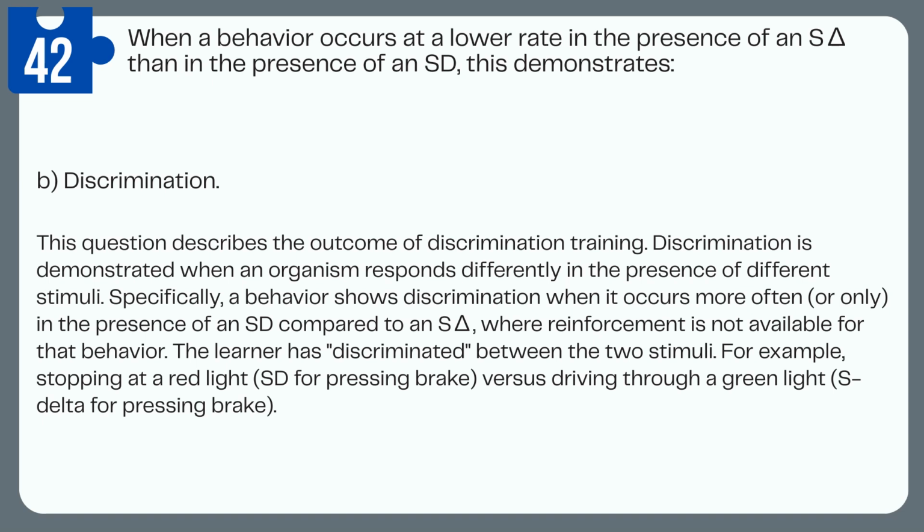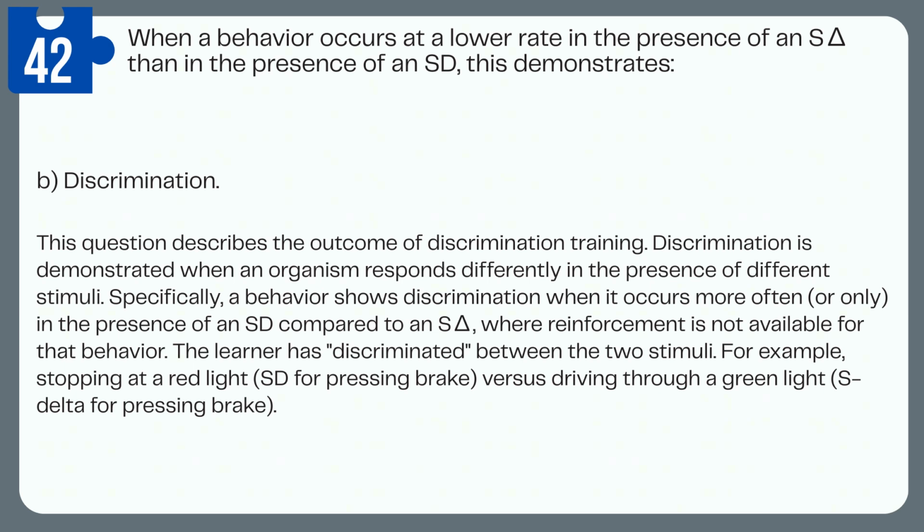Answer: B. Discrimination. This question describes the outcome of discrimination training. Discrimination is demonstrated when an organism responds differently in the presence of different stimuli. Specifically, a behavior shows discrimination when it occurs more often, or only, in the presence of an SD compared to an S delta, where reinforcement is not available for that behavior. The learner has discriminated between the two stimuli.